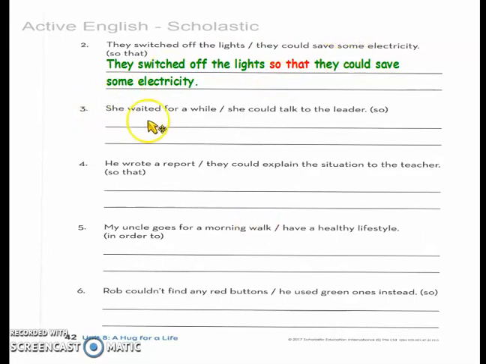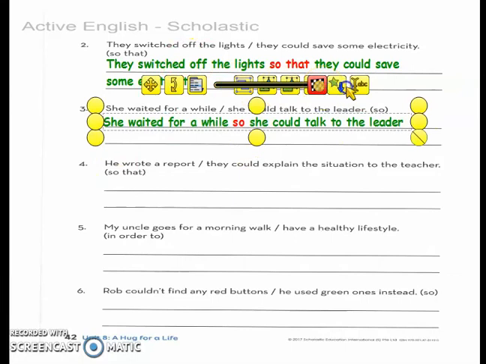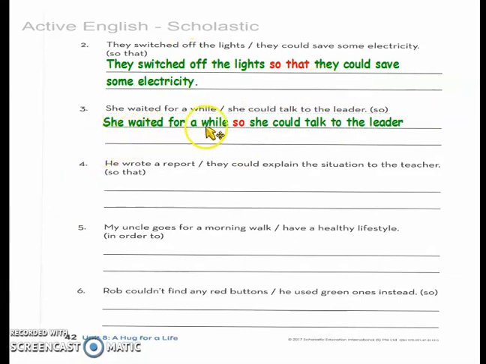Number 3. She waited for a while. She could talk to the leader. And here we have the conjunction so. So what is this part? Excellent. This is the action. And what is this part? Excellent. This is the reason. And we join them with so to be: She waited for a while so she could talk to the leader.